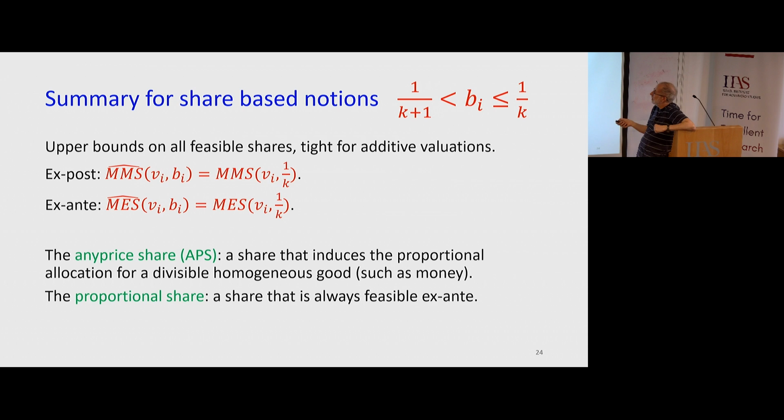And if you are interested in specific shares with nice properties, ex post, we have the any price share. What's nice about it is that in the special case of a divisible homogeneous good, it captures our intuition of what a fair allocation has to be. It exactly captures the intuition. So in some sense, it's a natural share. And the proportional share is a share that is always feasible ex ante. These are special kinds of shares that we see.